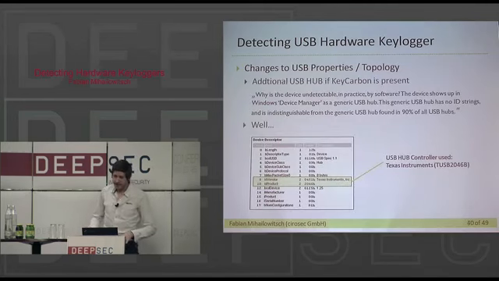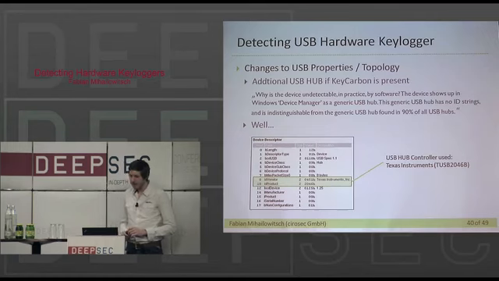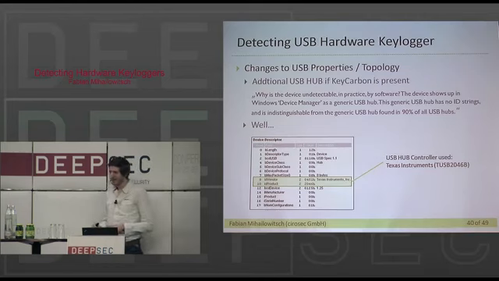The vendor says, why is the device undetectable in practice by software? The device shows up in Windows Device Manager as a generic USB hub. This generic USB hub has no ID strings and is indistinguishable from the generic USB hub found in 90% of all USB hubs. I mean, at first, that's pretty cool that you say, we are undetectable. Okay, we introduce a hub, but we are still undetectable because it looks like all hubs.